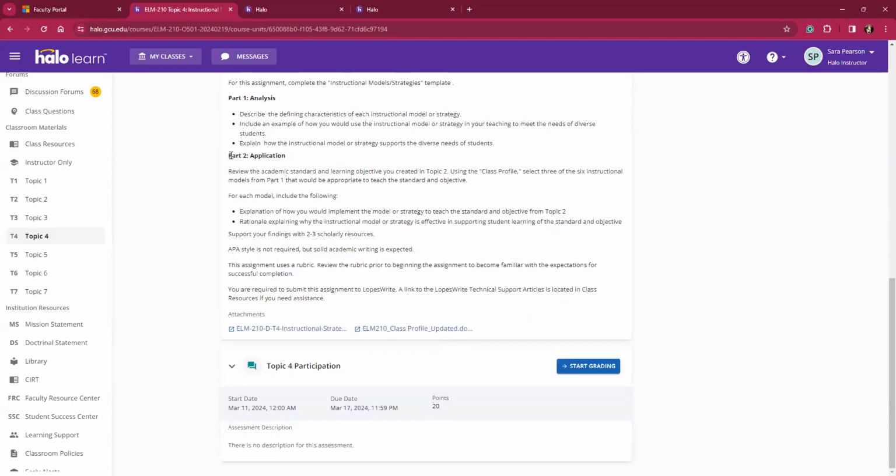On part two, you're going to have application. So now we're going back to the same standard objective that I wrote in week 2, refining along the way based on your feedback from each assignment.